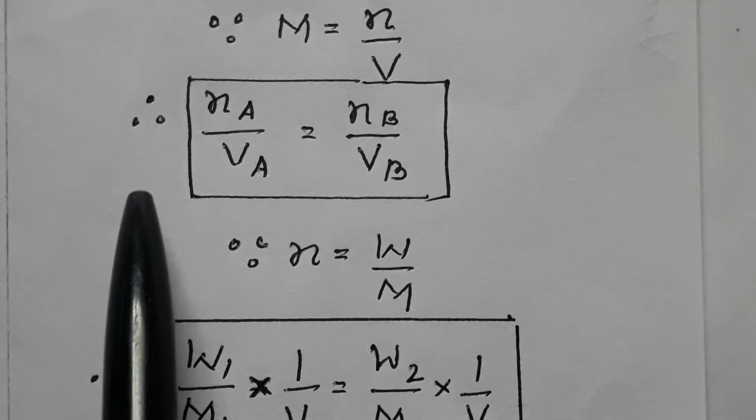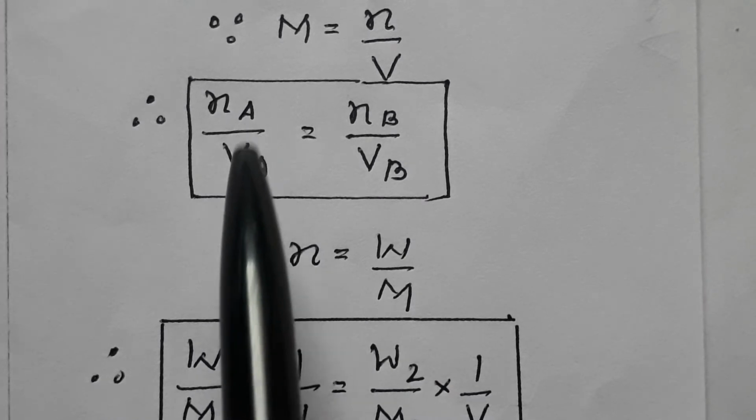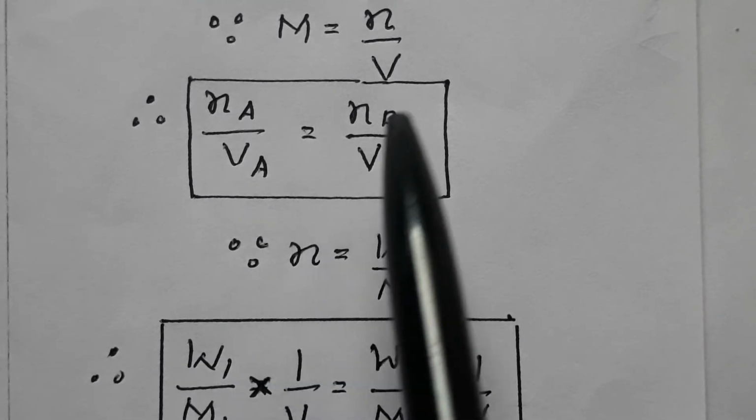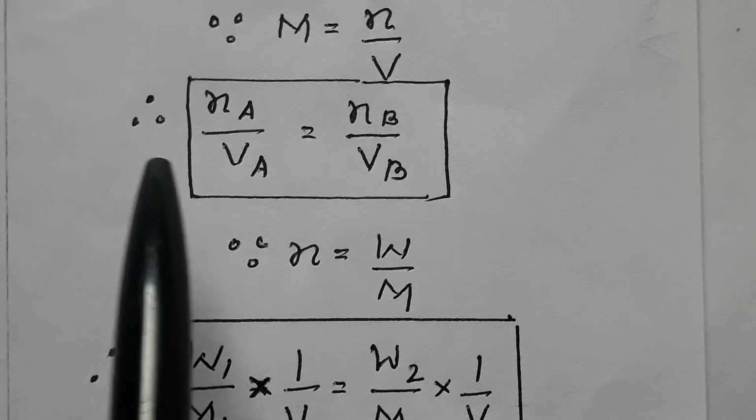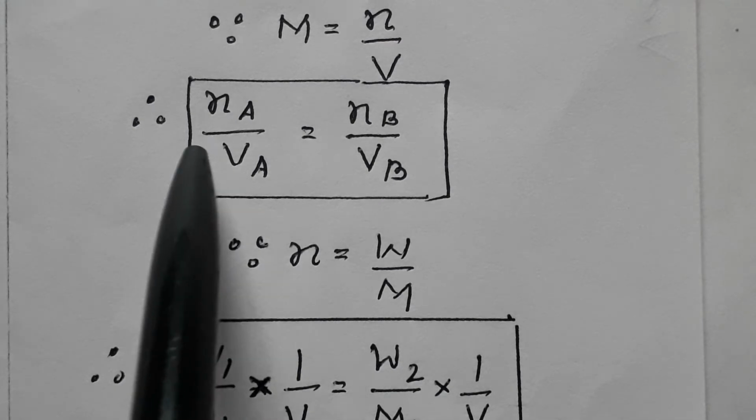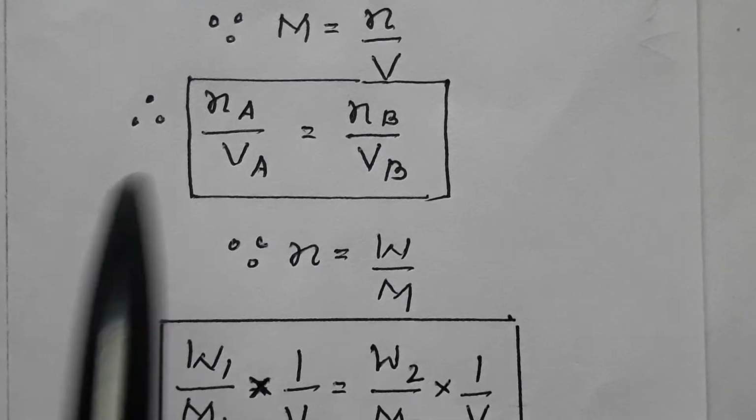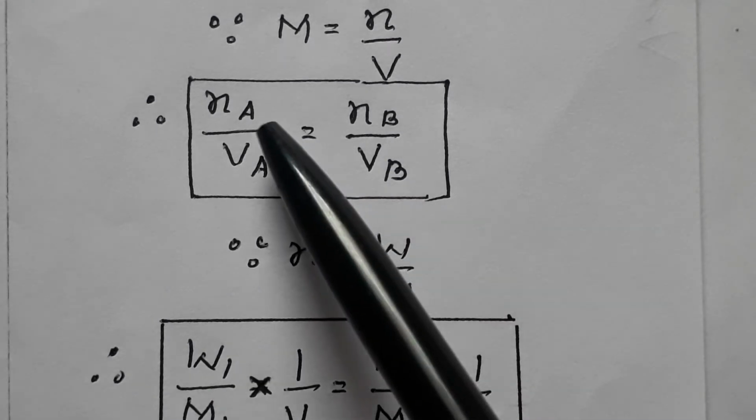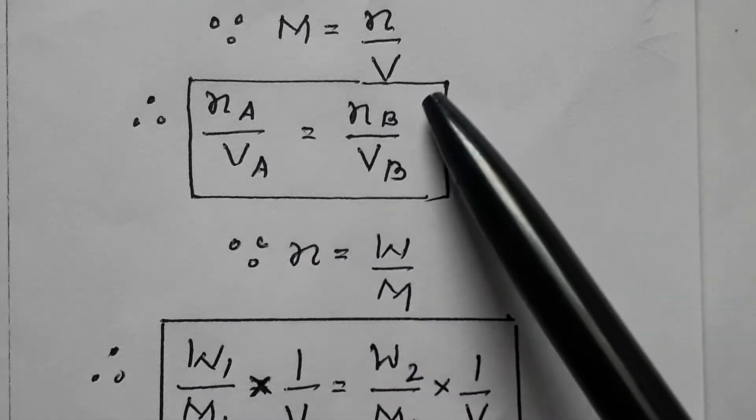Therefore, at isotonic point, na upon Va is equal to nb upon Vb. The molarity of one becomes equal to the molarity of the other. Molarity is expressed by n by V. Therefore, moles of A, na upon Va, is equal to nb upon Vb.